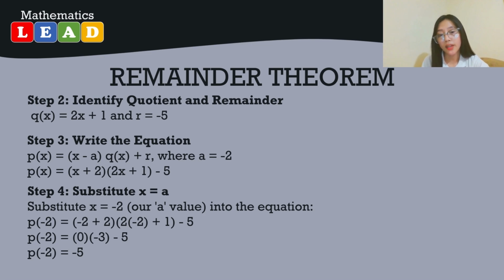Therefore, the remainder when p of x is equal to 2x squared plus 5x minus 3 is divided by x plus 2 is negative 5. This matches the remainder we found using polynomial long division, demonstrating the remainder theorem.